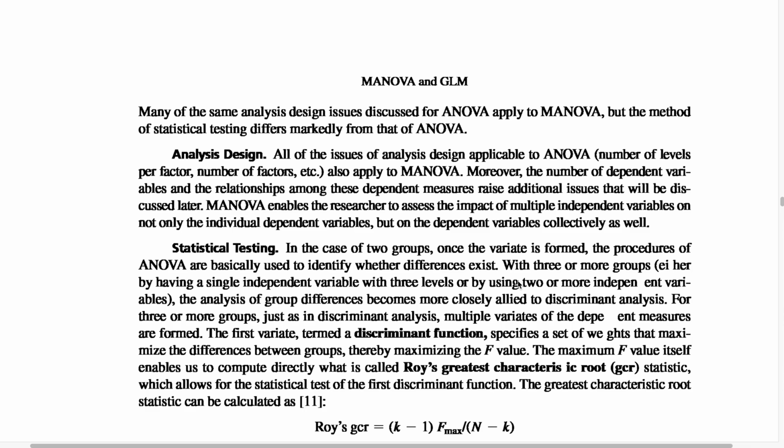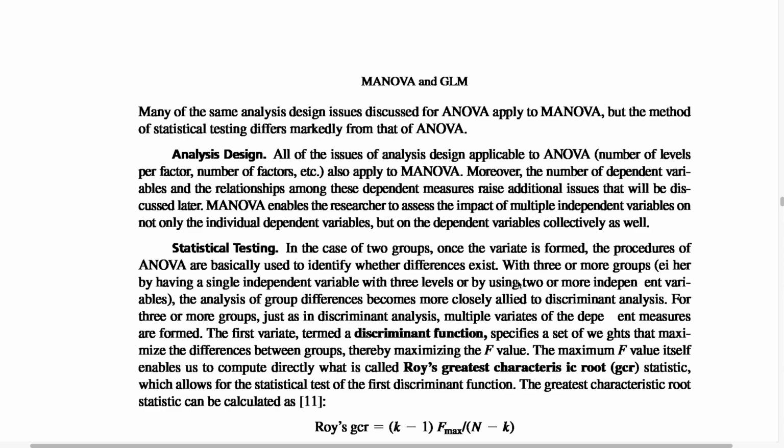the analysis of group differences becomes more closely allied to discriminant analysis. For three or more groups, just as in discriminant analysis, multiple variates of the dependent measures are formed. The first variate, termed a discriminant function, specifies a set of weights that maximizes the differences between the groups, thereby maximizing the F value. The maximum F value itself enables us to compute directly what is called Roy's greatest characteristic root statistic, which allows for the statistical test of the first discriminant function.